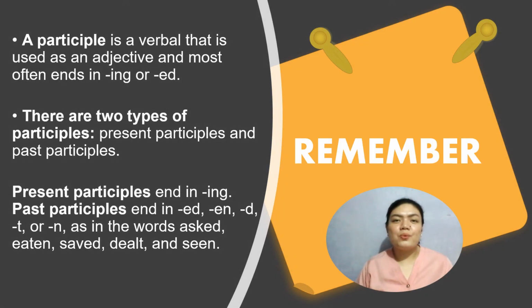Finally, we're done with our lesson for today. And I'd like you to be reminded of the following. We have the participle as a verbal. And don't forget that it functions as an adjective or a describing word, describing nouns. There are two types, which are present participles and past participles. Present participles are the ones ending in ing, while past participles are the ones ending in ed, en, t, or n. And you have examples that you're seeing right now.